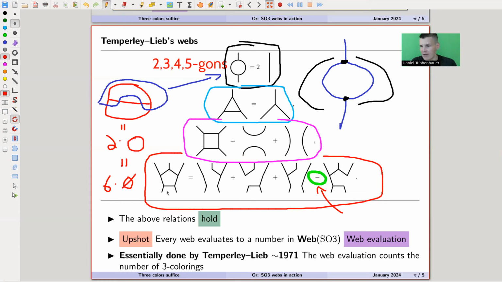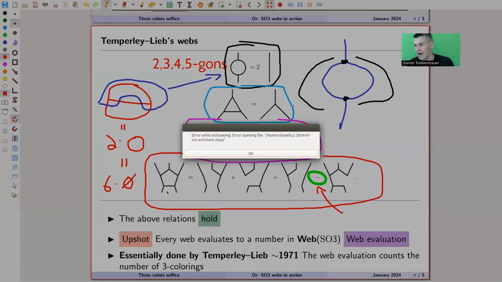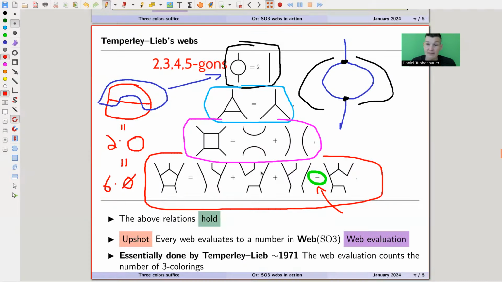That's called a web evaluation. And that's essentially done by Tubbenhauer-Wedrich. And they say, okay, web evaluation counts the number of 3-colorings. Okay, so you take a web, apply those rules, every step simplifies the diagram, so eventually you will hit the trivial diagram, and then you're done. You get a number, whatever it is, 12. And the number you get is the number of 3-colorings. So this actually not just shows that there are 3-colorings, but also counts the number of 3-colorings. I will show you another example in a second.